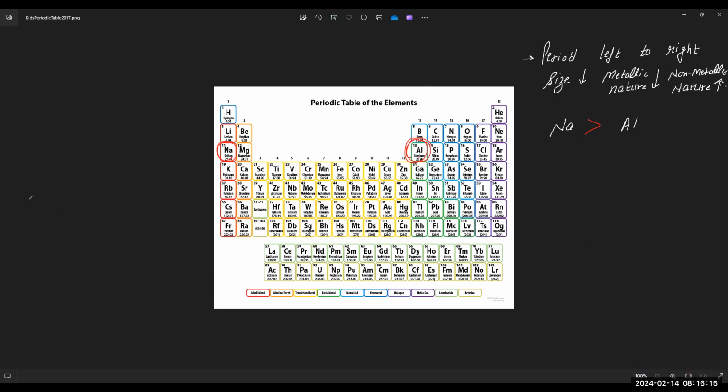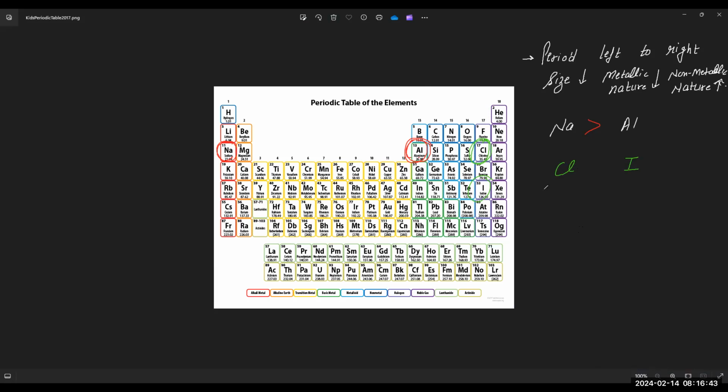Okay, now I'm giving you another question. Chlorine and iodine. Are they metallic or non-metallic? You can see that they are on the extreme right side of the periodic table. They are non-metallic, yes. Which one is more non-metallic, chlorine or iodine?